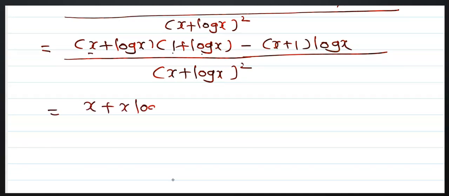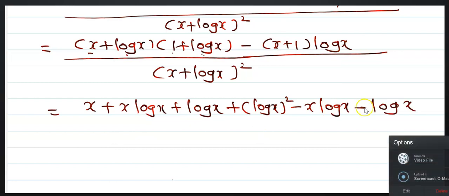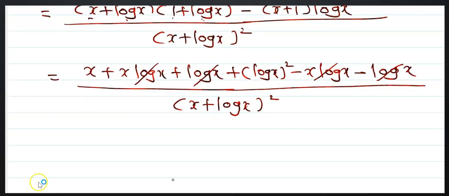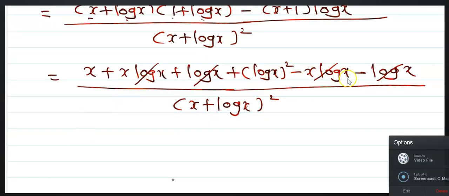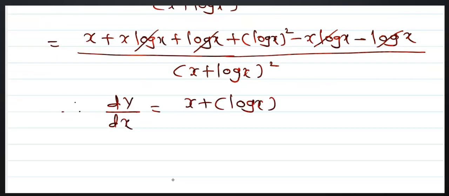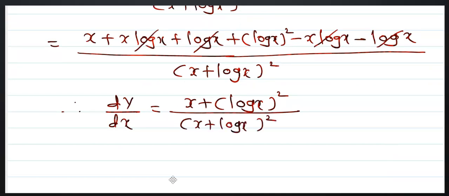Now again simplification: x plus x into log x plus log x bracket square, minus x log x minus log of x, upon x plus log x bracket square. Now the terms get cancelled. x log x minus x log x, log of x and minus log of x get cancelled, and you will get, therefore, dy by dx is equals to x plus log of x bracket square upon x plus log of x bracket square.